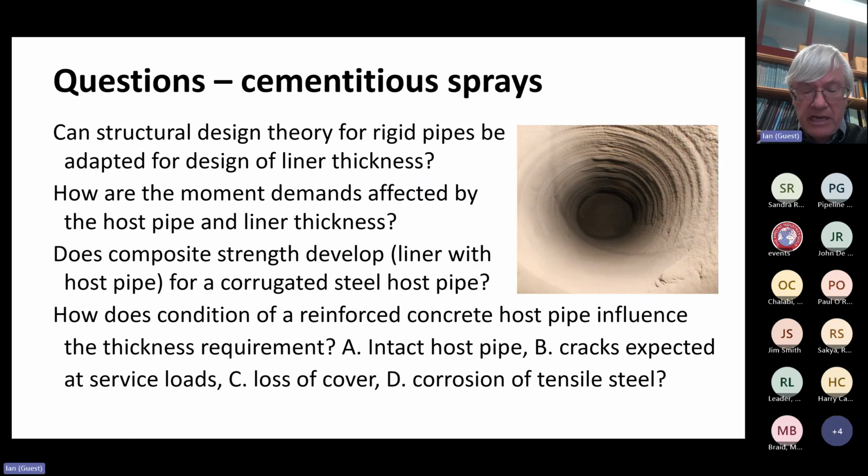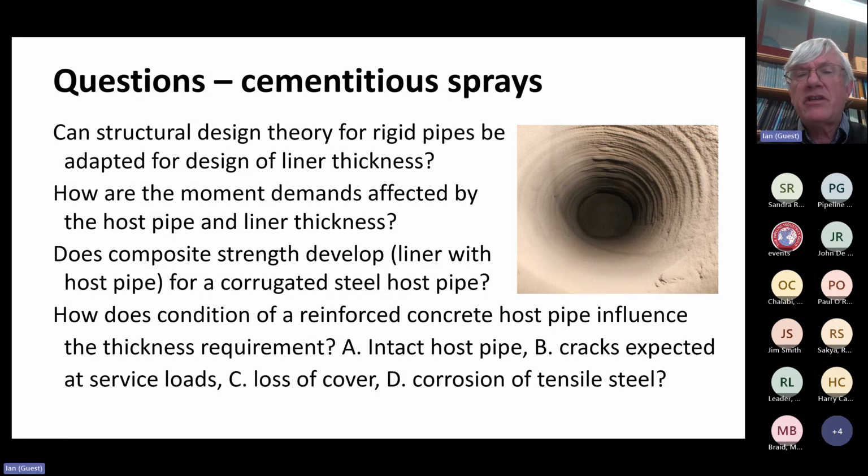Okay, so that's the first half of my presentation. Now I wanted to move on to cementitious sprays. And some of the questions that I've been asked by industry is, how do we do structural design of these sprayed liners?